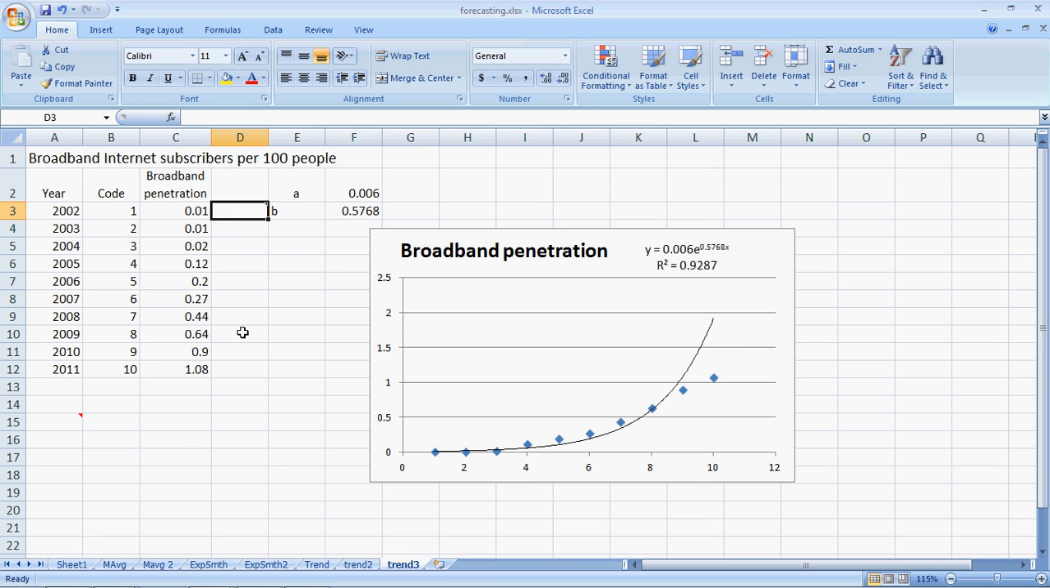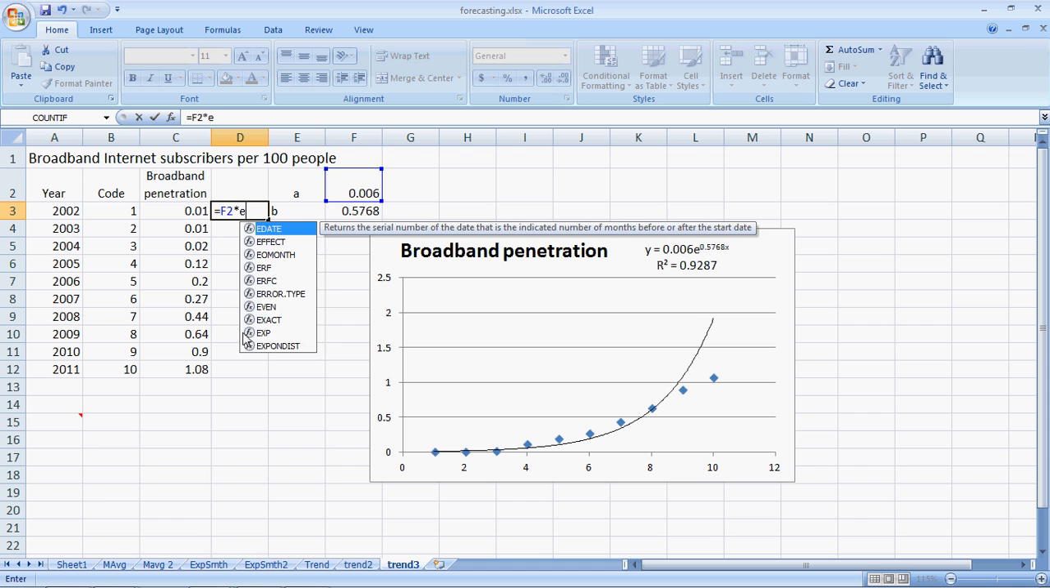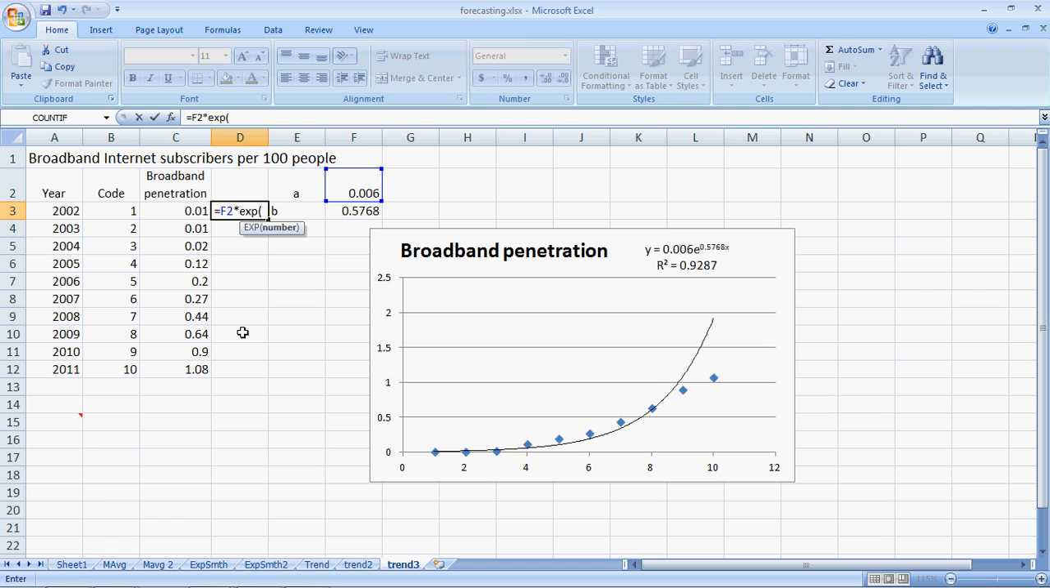The prediction would be equal to Y equals to A, which is this one, multiplied by e raised to, for that we put exponential. So it will directly give us e raised to whatever we want. Bracket open, B multiplied by X. In this case it's not the year but the code. Bracket closed, enter. So as for this, the internet penetration would be 0.01068, which is very close to our actual number.